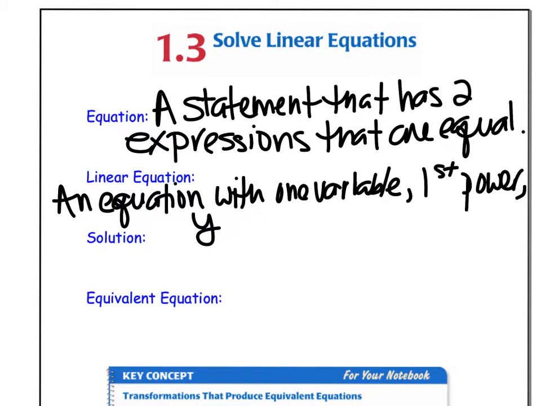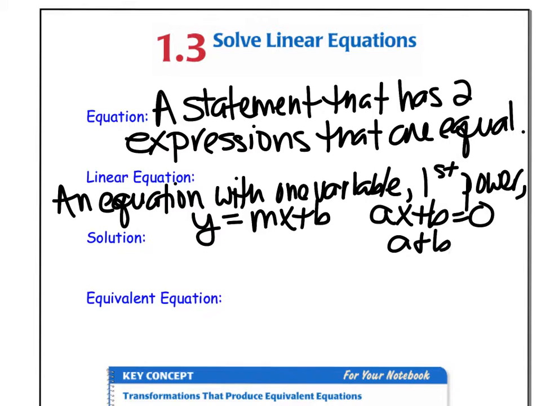And you can write it as y equals, let's say, mx plus b. Does that ring a bell? But they left it a little more generic in the book, and they said ax plus b equals 0. And in this case, a and b are just numbers. So x really is your variable in this equation, but it's more important to realize it's to the first power. Anytime you have an equation that only has a variable to the first power, it's going to give you a line.